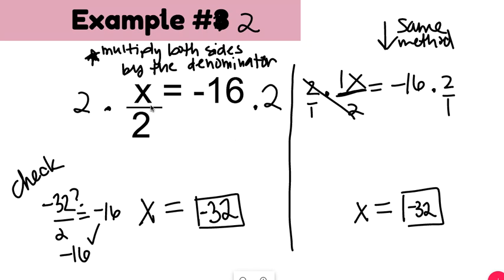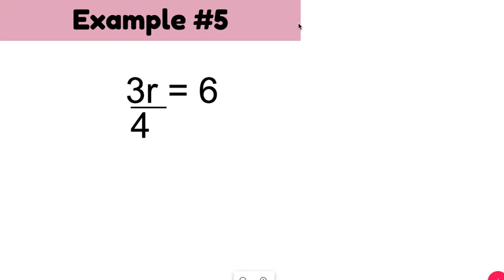Again, you might be thinking, well, I've always done it like on the left. I'm okay. All right, that's cool. What happens when you see this? Three over 4r.